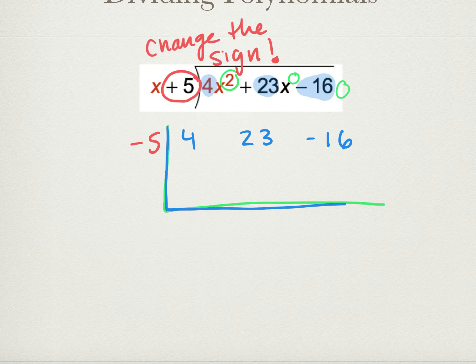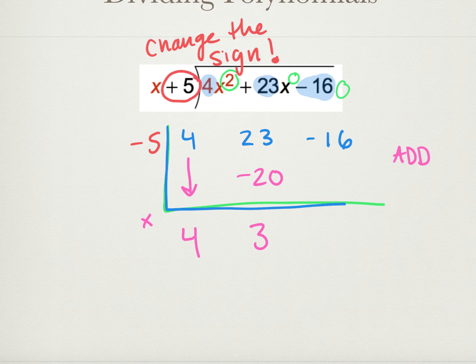So then to solve here, we drop down the first number and put it outside. So you always drop down the first number, put it on the outside. The numbers on the outside, we multiply. So what is negative 5 times 4? Negative 20. The numbers on the inside, we add. So it is 23 minus 20. 3. Now I put that number on the outside.